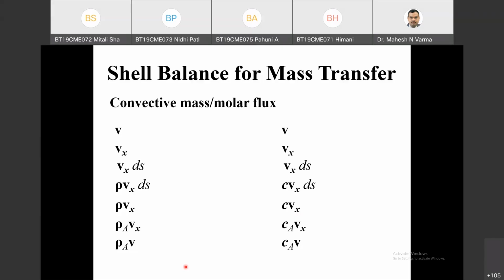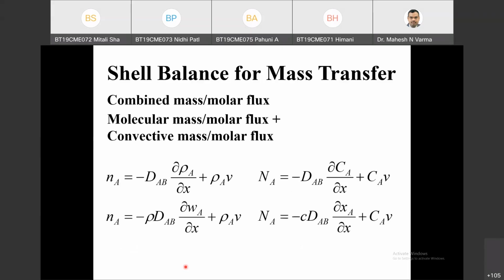Okay. So with this, we'll now have the total flux. We'll always use this combined mass flux, because there is no mass transfer possible without bulk motion, and bulk motion is characterized by the velocity. Now, based on the magnitude of velocity, if it is very, very small, we can neglect this term. So it will be dominated by molecular flux.